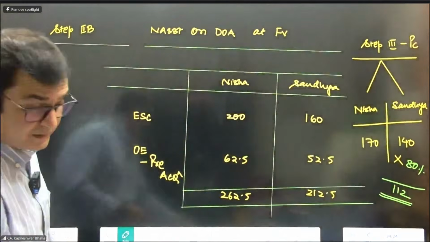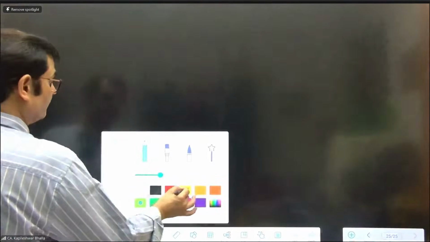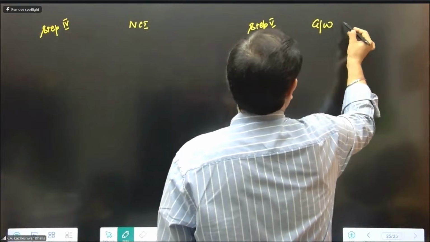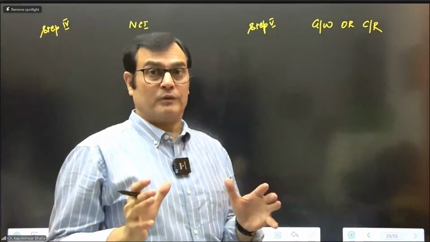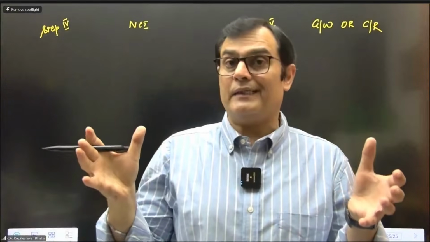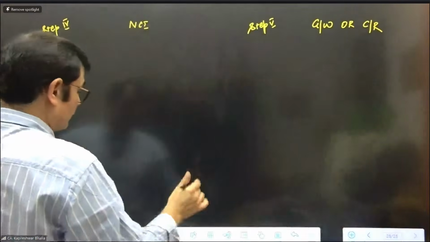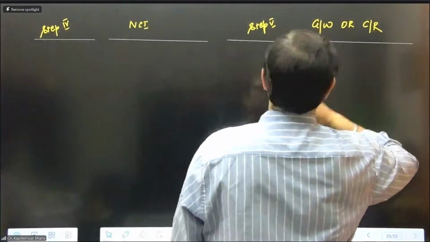Okay, now we are ready to go to step number 4 and step 5. I'll organize my step number 4 and 5 together, because there are going to be some common calculations here. Step 4 is NCI and step number 5 is supposed to be goodwill or the capital reserve. So I think it's a good idea in a chain holding question that you organize your goodwill and NCI together, because there are some common calculations to be seen in terms of chain holding. So let's first organize the information.